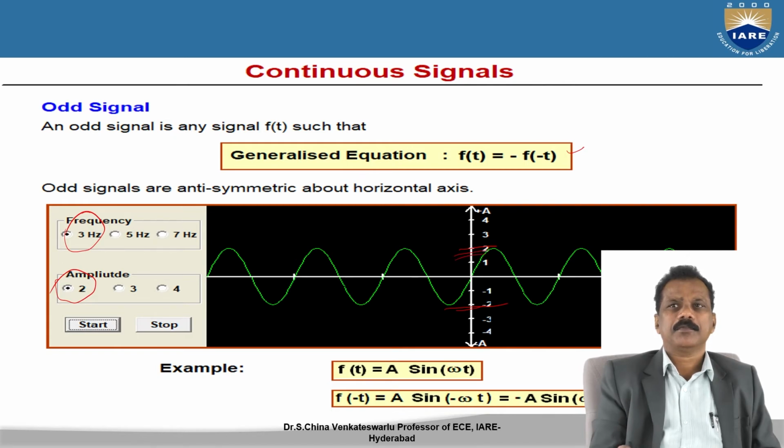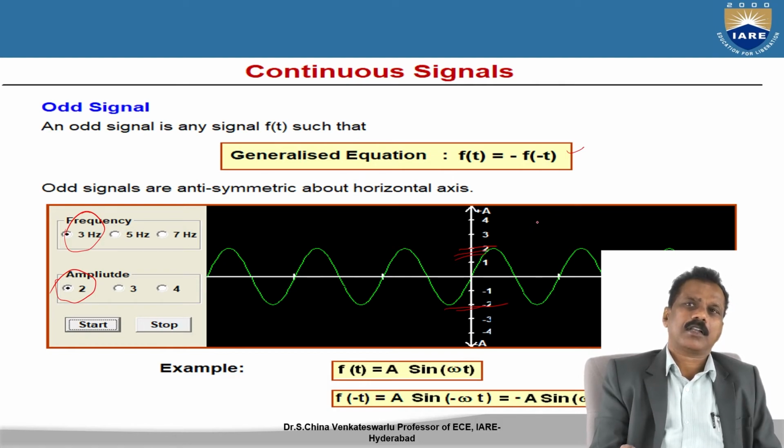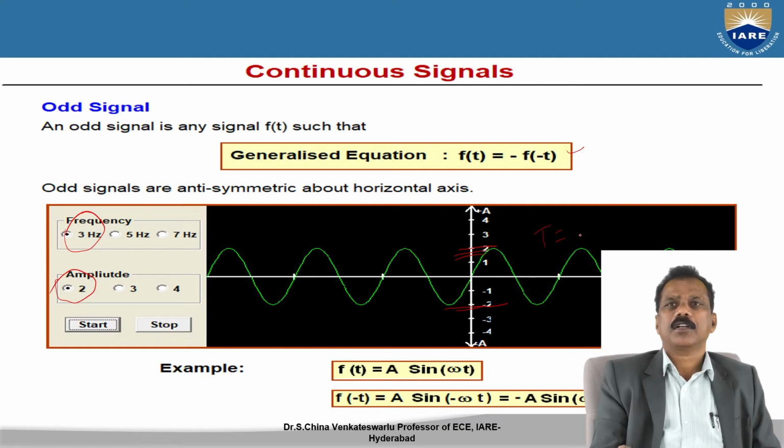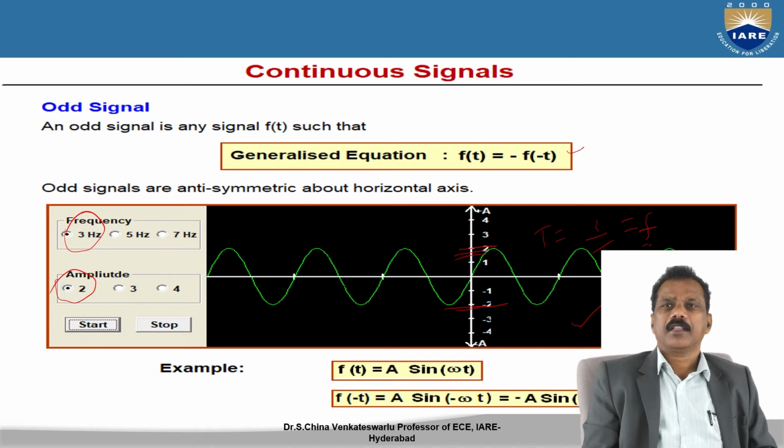Based on the frequency, the time period capital T is the reciprocal, 1 by T, relating to the frequency. But here the frequency is assigned as 3 hertz. With reference to the graphical representation, it is observed while using the generalized equation that f of t is equal to minus f of minus t.